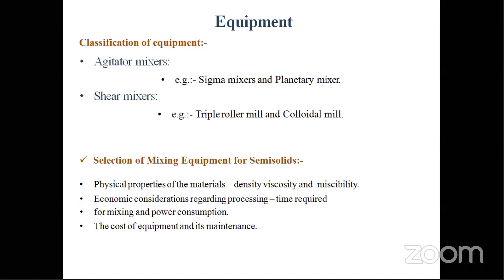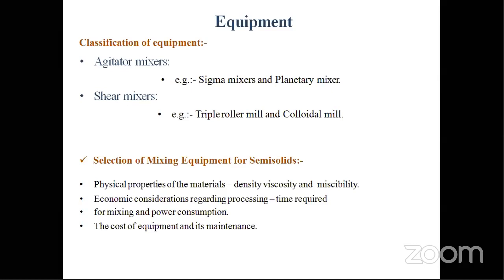Economic consideration means what economic parameters we have to use or change. It means the time required, the speed of the mixing process, the RPM, and the type of material we have to use. These are the economic considerations. It is the most important parameter we have to maintain when choosing the equipment for mixing.